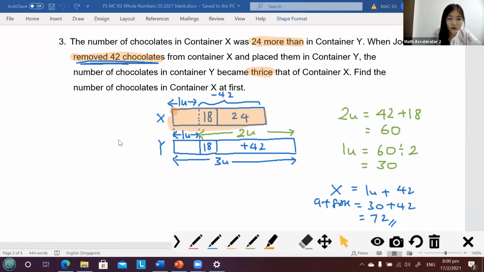Those of you who chose the other options, if you chose 48, it means you didn't add in the 24 here. You need to think carefully. If you want X at first, which part of the model is at first? It means you have not removed the 24 and the 18 here, so everything has to be included. Do your corrections if you didn't get this. Great, let's carry on.